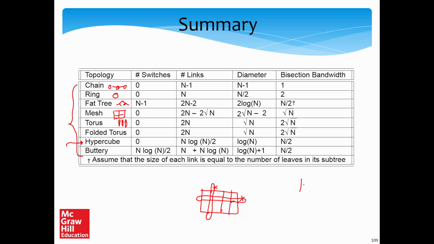cube. So an order 2 hypercube is a square, an order 3 hypercube is basically a cube, and an order 4 hypercube is essentially two copies of an order 3 hypercube with adjacent nodes connected. So this is connected here, this is connected here, in that fashion.